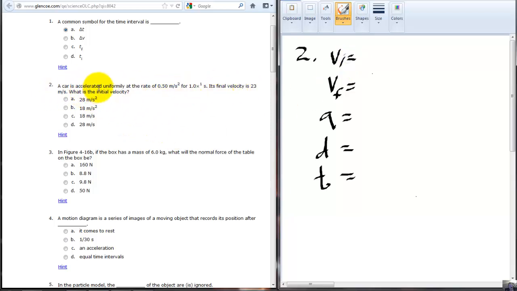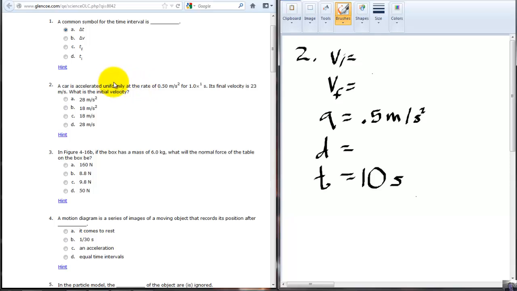So the car is accelerated uniformly at a rate of 0.5 meters per second squared. That means the acceleration is 0.5 meters per second squared. For a time of, we'll treat this as 1 times 10 to the first, so 10 seconds. It doesn't really matter if it's right or wrong. The process is what's important. So the time is 10 seconds.